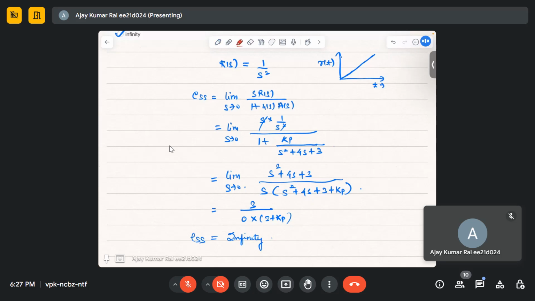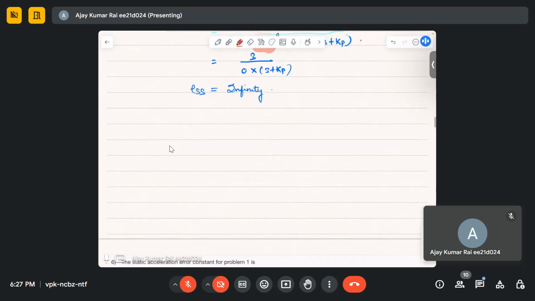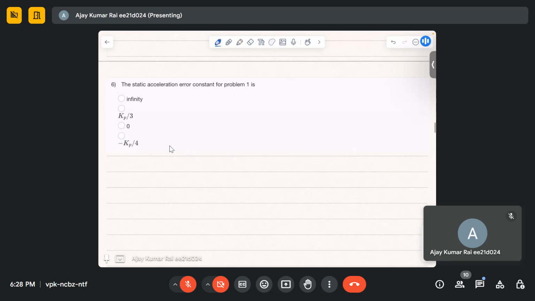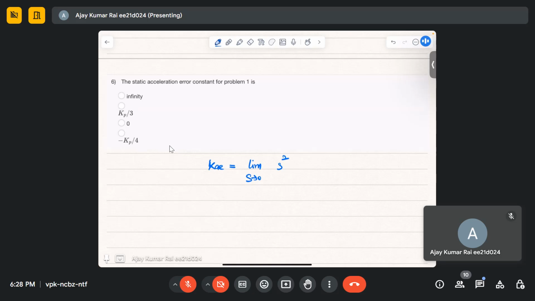Okay, because of this s is in the denominator. So again, in this question they have asked the static acceleration error constant for problem 1. So what is that? I'll write KAE: limit s tends to 0 of s square into Gs into Hs. Just remember the formula.